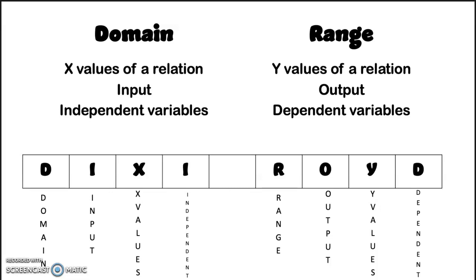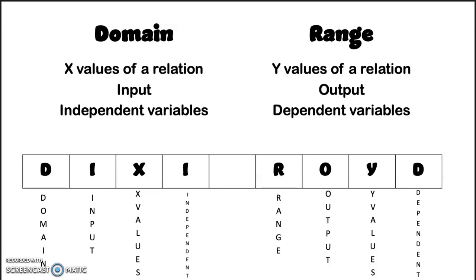So the domain of data are the x values. It's also the input and the independent variables. And then the range. The range is the y values, the output, or the dependent variables. Questions could ask these, what's the range? What's the domain? In multiple different ways. So it's important that we know all the different vocabulary terms that really mean the same thing.